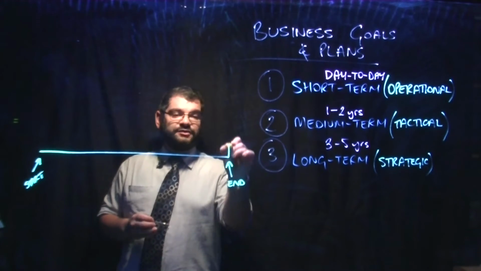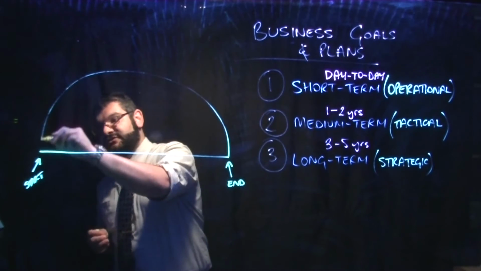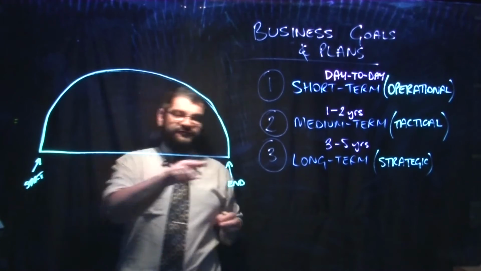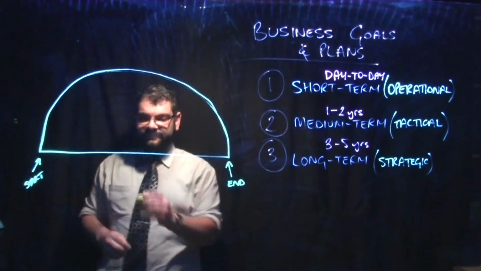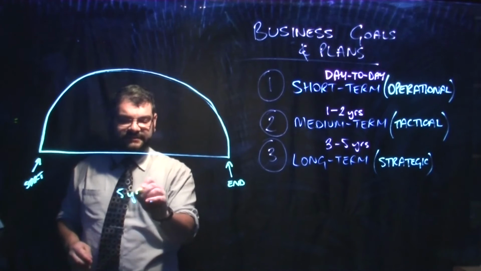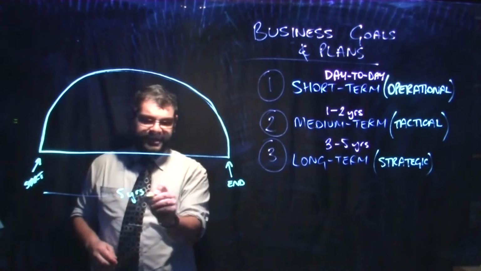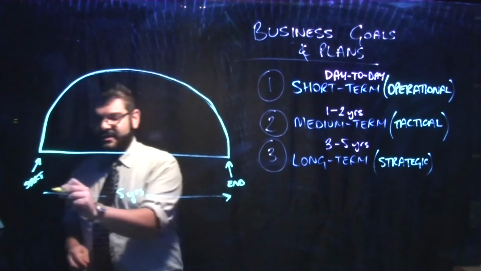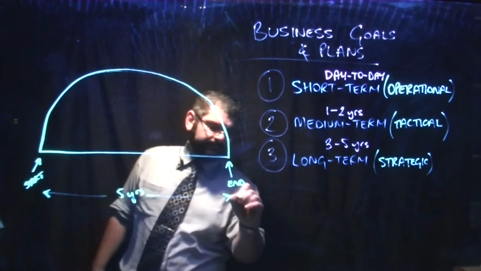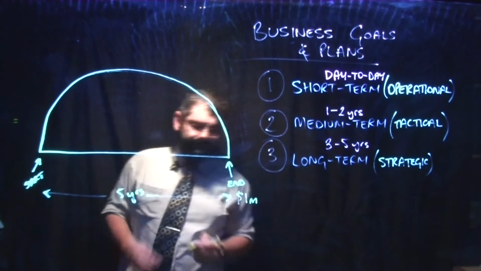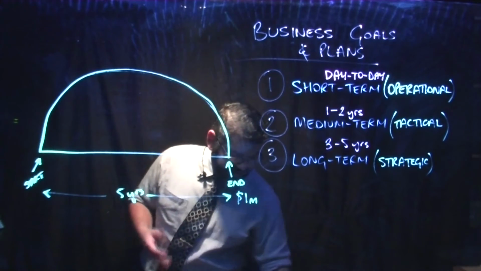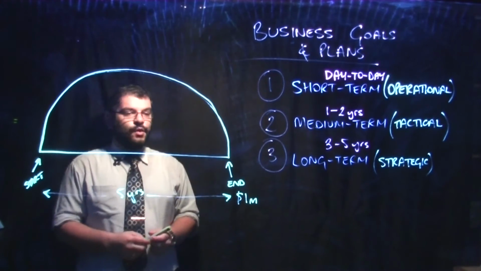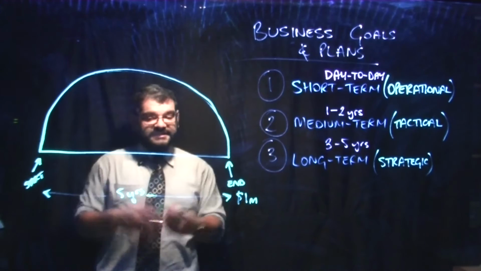So we're going to draw this sort of like a semicircle there. So from start to finish, that whole time frame, let's say that is 5 years. In that time frame, okay, they want to make $1 million. Now, how do they get to that $1 million? Well, they need to then break it down into years.